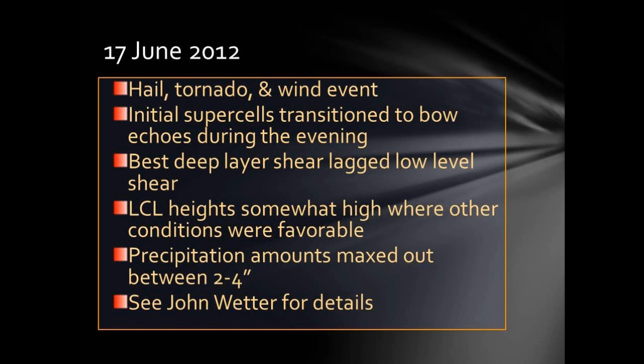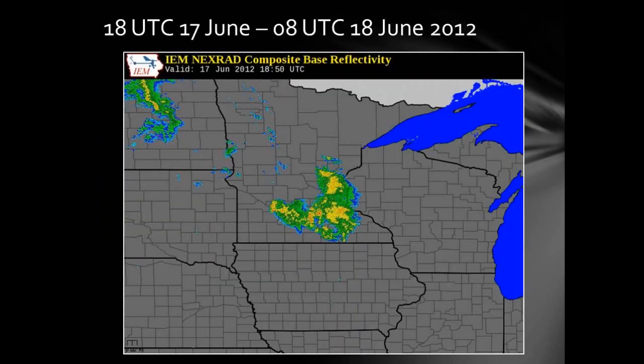I say see John Wetter for details, but I'll show you here in a second, precipitation amounts maxed out between 2 and 4 inches for the event. And here we go. So this is a radar loop of this event, and I'll probably let this play through a couple of times. Initiation mainly out in South Dakota there. And then you can see the evolution with time of discrete cells merging, and then you had a linear system. And I'll point out where John and I were.